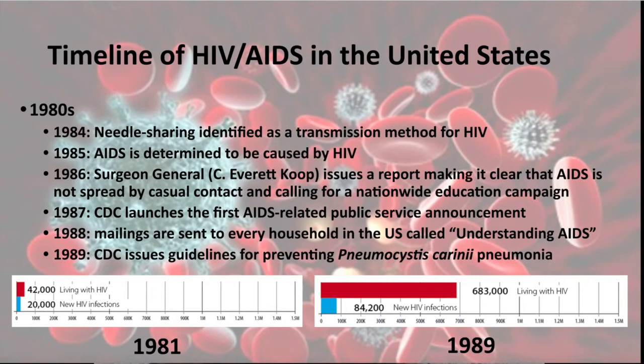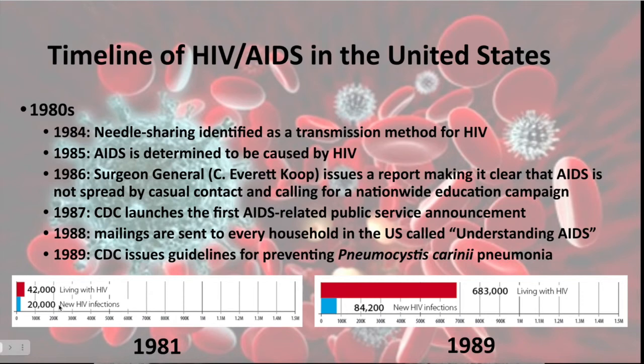In 1986, the Surgeon General at the time, C. Everett Koop, gives a report making it clear that AIDS is not spread by casual contact, and calling for a nationwide education campaign to inform the public about what's going on and how it can spread. In 87, the CDC launched the first AIDS-related public service announcement, again, to get information out. In 1988, mailings called Understanding AIDS were sent to every household in the U.S., again to provide information. In 1989, the CDC gives guidelines for preventing Pneumocystis carinii pneumonia.